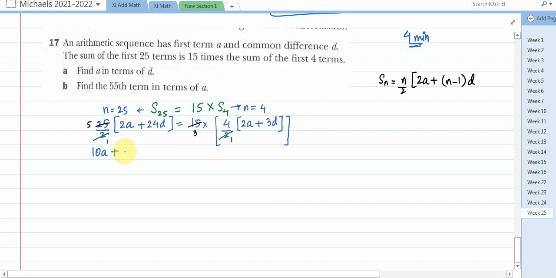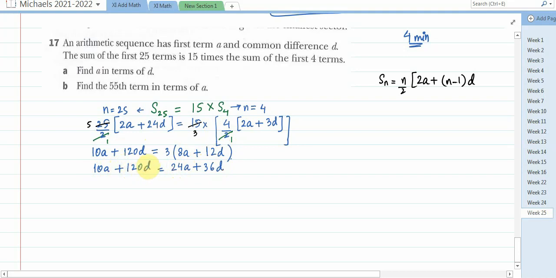120d is equals to 3 times. Now 4 2s are 8a plus 4 3s are 12d. 3 8s are 24a plus 12 3s are 36d. On the left side it's 10a plus 120d.